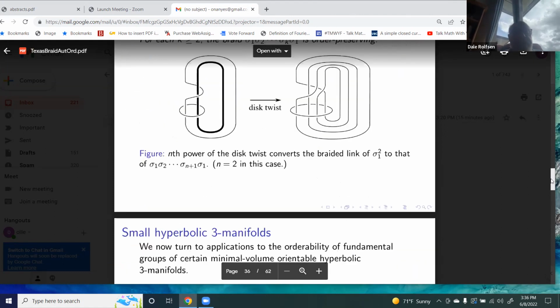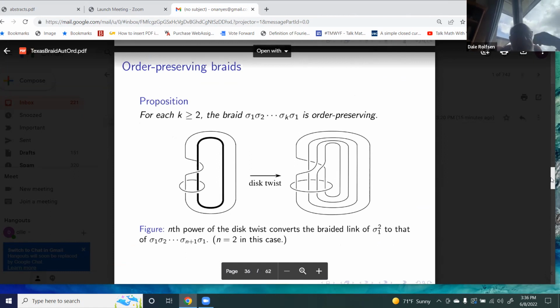So here we've got the braided link sigma 1, sigma 2 on the left, and that curve that's darkened, if you do a number of disc twists, you get the picture on the right, and that gives you the braid sigma 1, sigma 2, sigma 3, in this case sigma 1, and they have homeomorphic complements. So since the one on the left, sigma 1 squared, is order preserving, so is the one on the right.